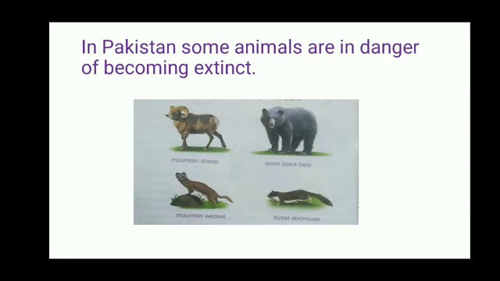If we talk about Pakistan, in Pakistan some animals are in danger of becoming extinct. Examples of these animals are the mountain sheep, Asian black bear, mountain weasel, forest dormouse, etc. So class, these endangered animals need our help to protect them. We should stop hunting them for their skin because people use their skin to make expensive leathers. So we should raise awareness to stop hunting them. We can also make laws and give punishments if someone breaches the law.